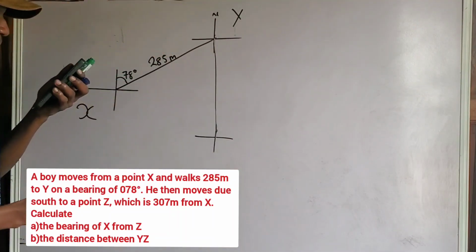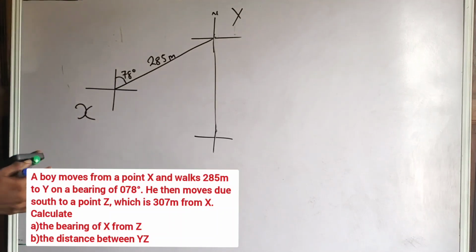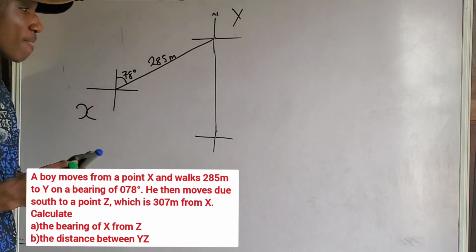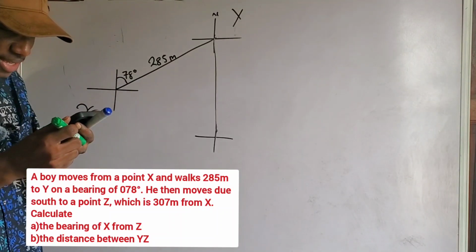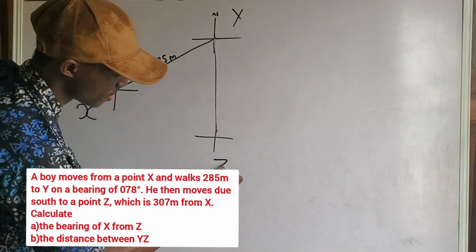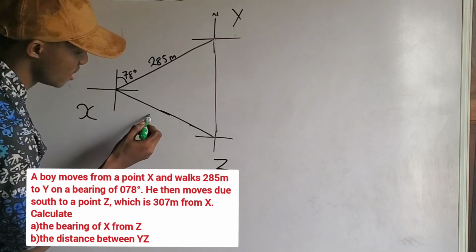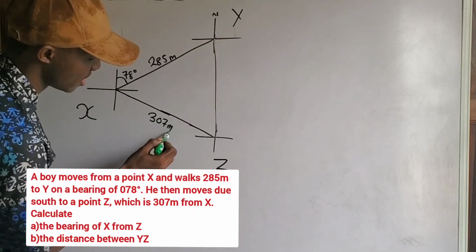Which is 307 meters from X. Now listen to the statement, please. Pay attention to that statement. Z is 307 meters from X. So the distance between X and Z is 307 meters. Do you understand?